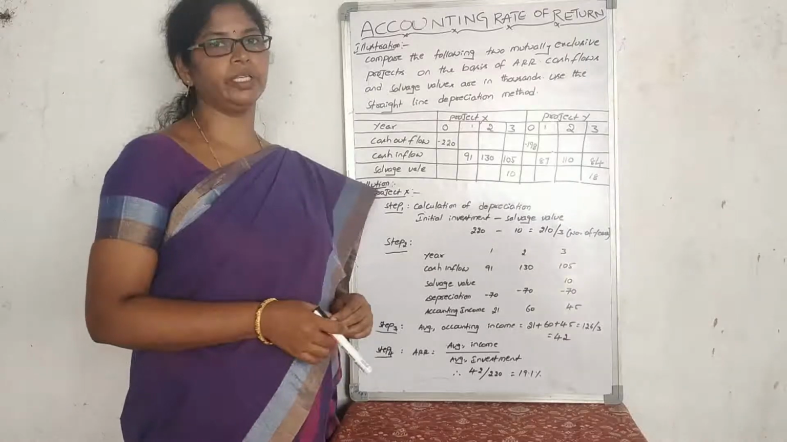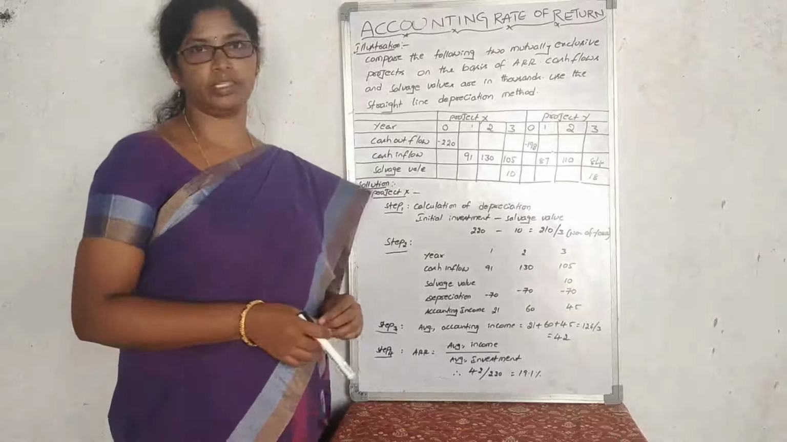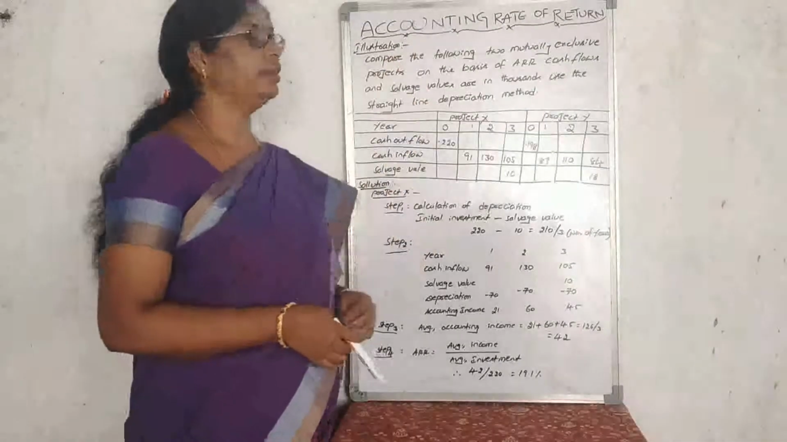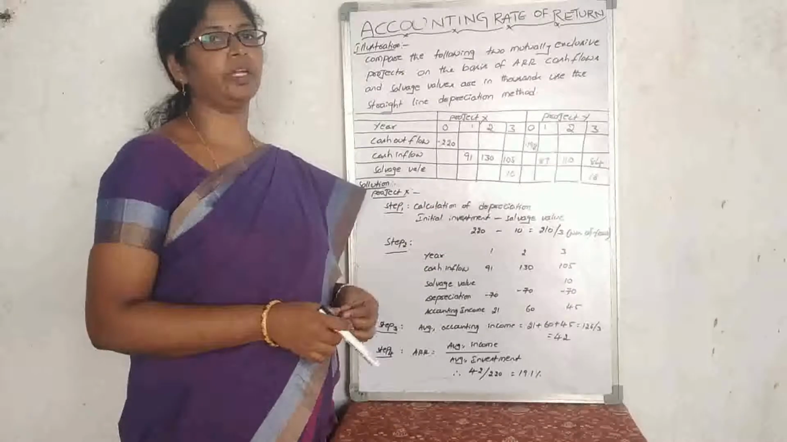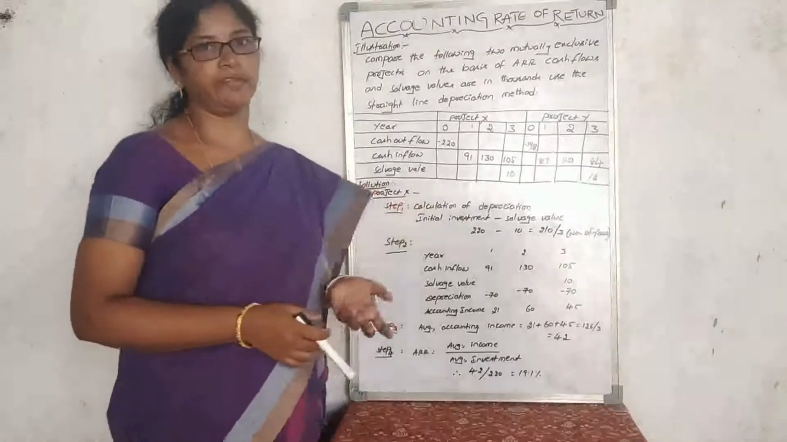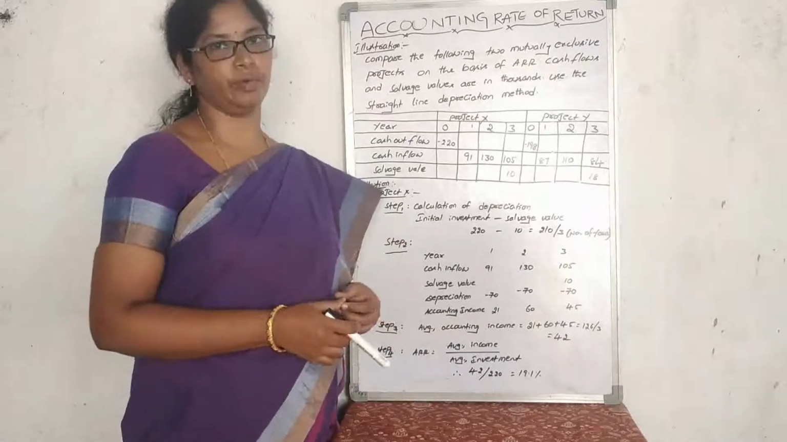Today's session I am going to give a lecture on accounting rate of return. This is one of the methods in traditional methods. Yesterday we discussed payback period and the rest of the topic is ARR, nothing but the accounting rate of return. How can we calculate it? ARR can be calculated from the financial statements which are available from the accounting books.